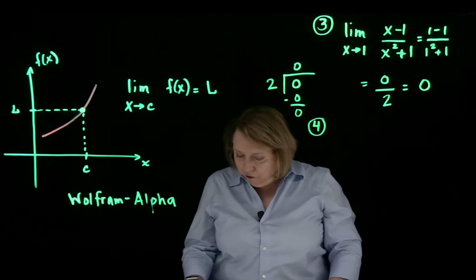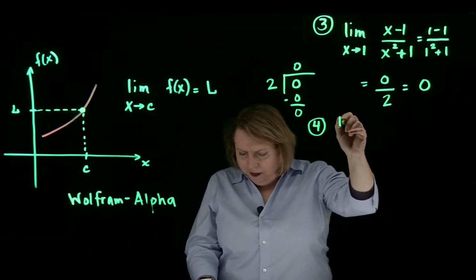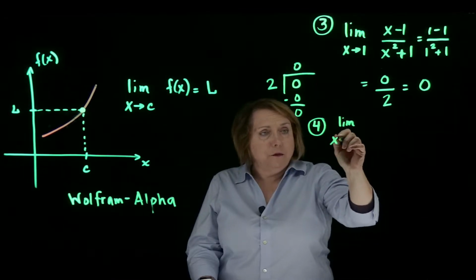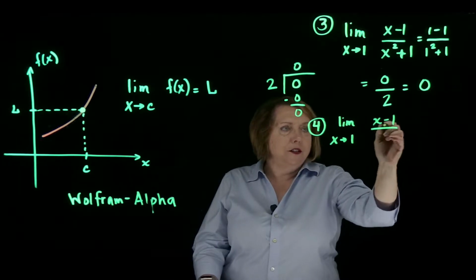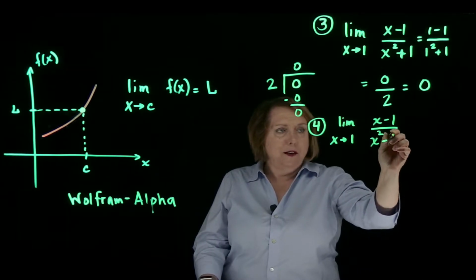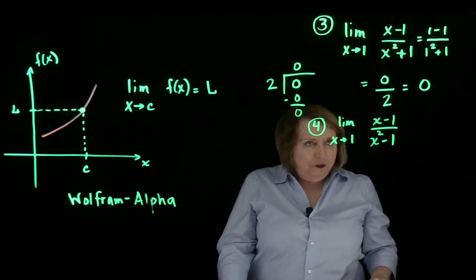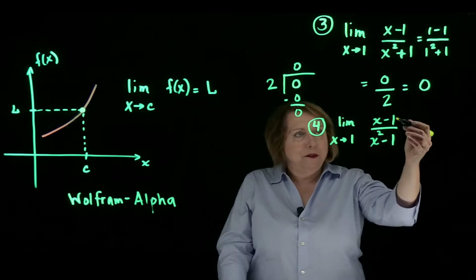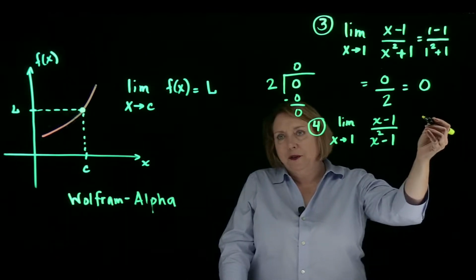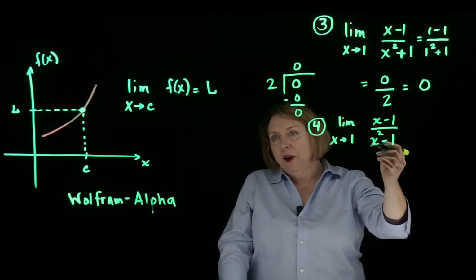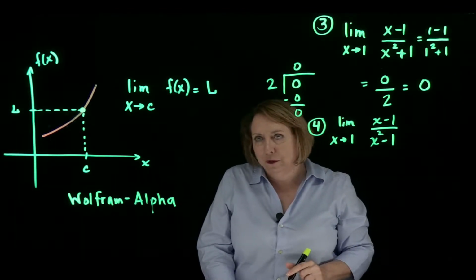I have another problem for you. The limit as x approaches 1 of x minus 1 divided by x squared minus 1. Now, if we replace x with 1 here, we're going to have a problem because we're going to have 1 minus 1, which is 0, divided by 1 squared, which is 1, minus 1, which is 0. We're going to have one of those indeterminate forms.